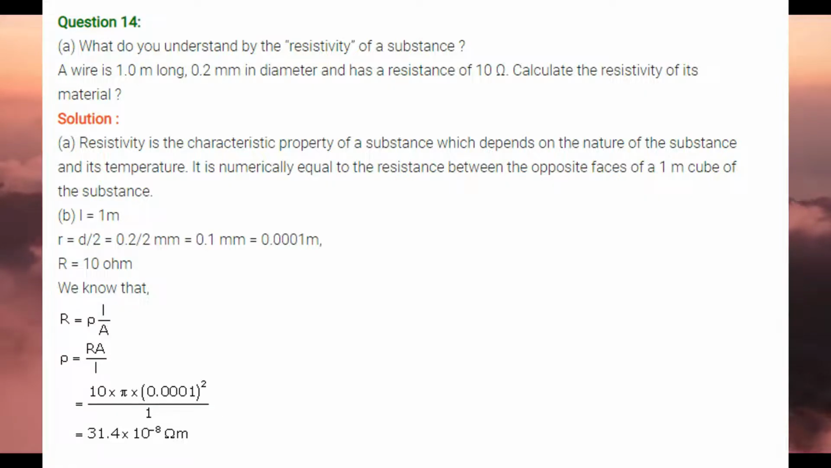Question 14. A. What do you understand by the resistivity of a substance? Solution: A. Resistivity is the characteristic property of a substance which depends on the nature of the substance and its temperature. It is numerically equal to the resistance between the opposite faces of a 1 meter cube of the substance.